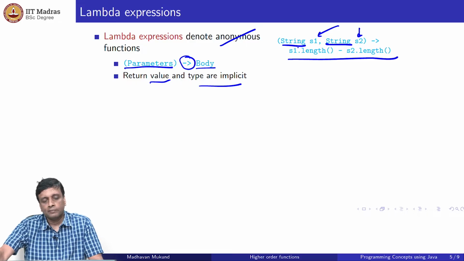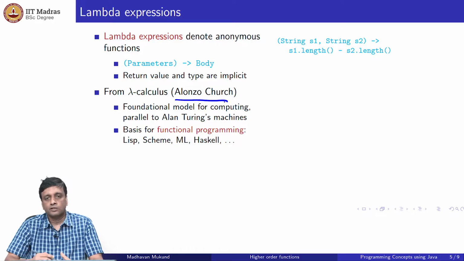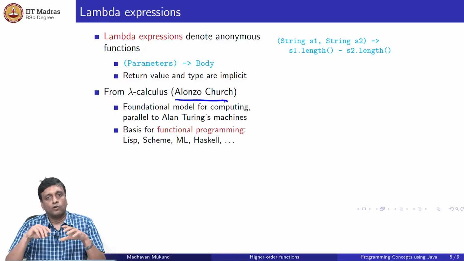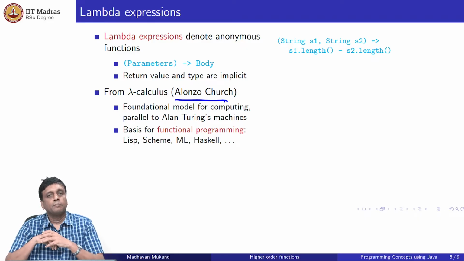You might wonder why lambda. Lambda is a Greek letter, and the lambda in this terminology comes from a mathematical theory called the lambda calculus. The lambda calculus was invented by a very famous logician called Alonzo Church about 100 years ago. And the importance of the lambda calculus is that it is one of the foundations of computing. If you read the lambda calculus in a book, it will look very strange, but actually it provides a model of computing.